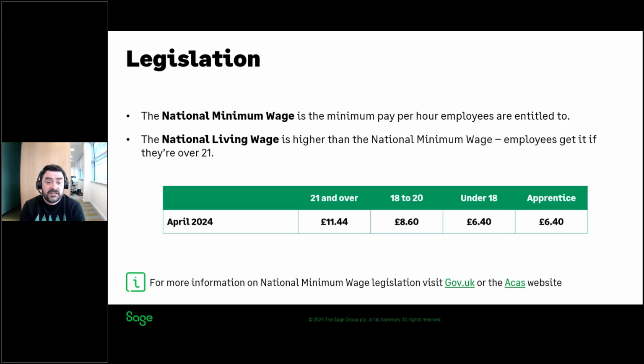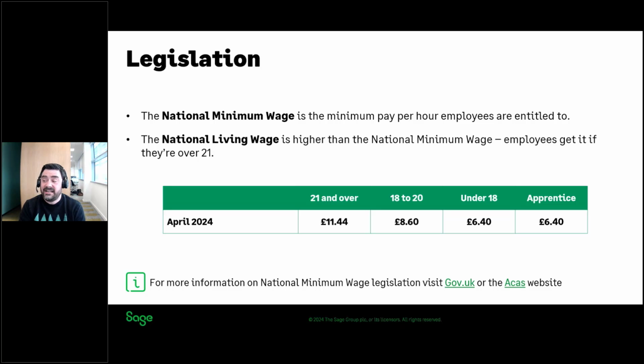Now, looking at the current rates, and these came into force on the 1st of April, the living wage for employees aged 21 and over is £11.44 per hour. The minimum wage for employees aged 18 to 20 is £8.60 per hour. And minimum wage for under 18s is £6.40 per hour. And that will apply for all employees from school leaving age upwards.